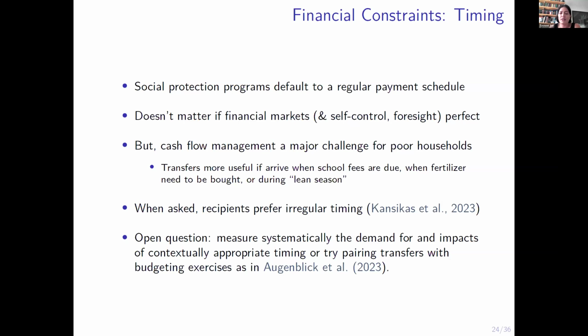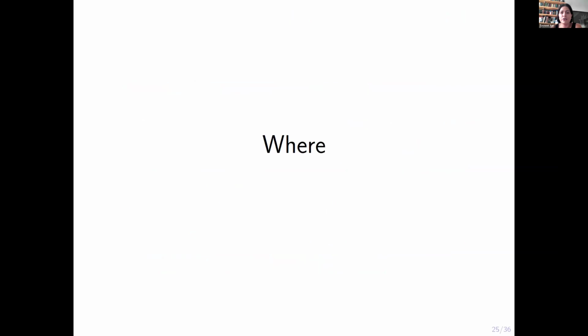So an open question is, how do we measure systematically the demand for and the impacts of contextually appropriate timing, or try to pair transfers with budgeting exercises of the household? And that's an open question. Okay, that's the financial constraints piece.